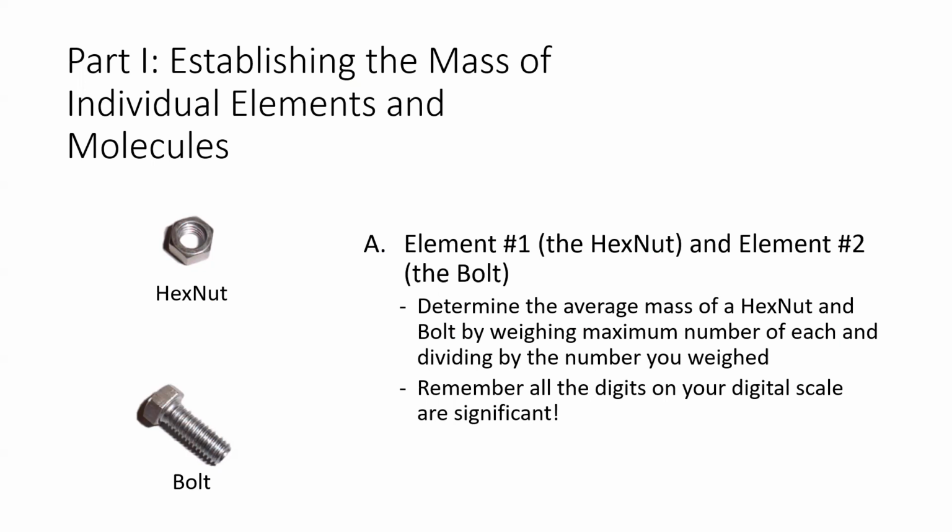And we're going to do this by weighing the maximum number of each and then dividing by the number that you weighed. For example, if you're provided 12 hex nuts, you would want to weigh all 12 hex nuts together using your digital scale, and then divide by 12 to get the average mass of a single hex nut.